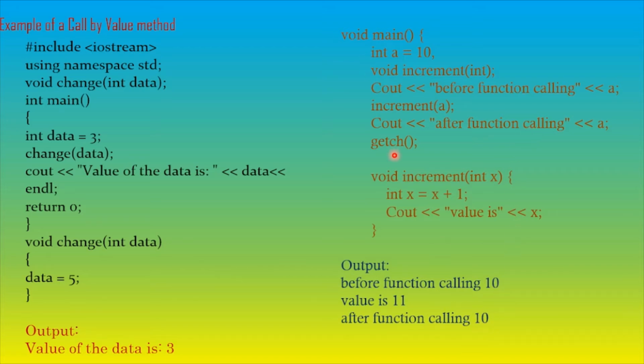Because here we called the function by call by value method. This is the use of the function. That means the value of a is incremented by 1 inside the function, but it does not affect its original value, 10. So if you don't want to change the original value of the argument, we need to use this method. If we want to change it, in those situations we need to use another method, that is the call by reference method.